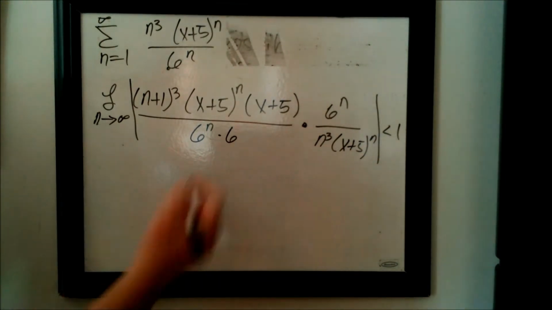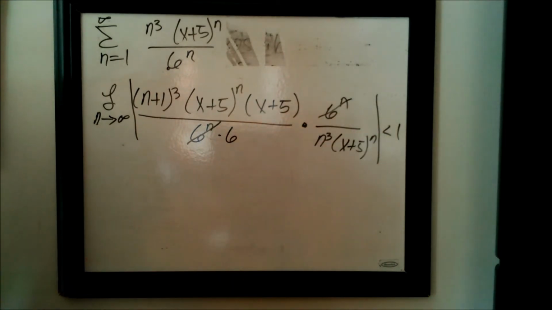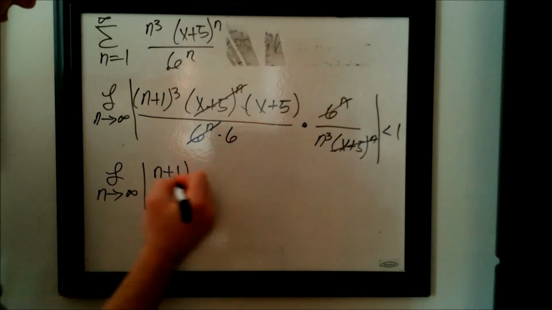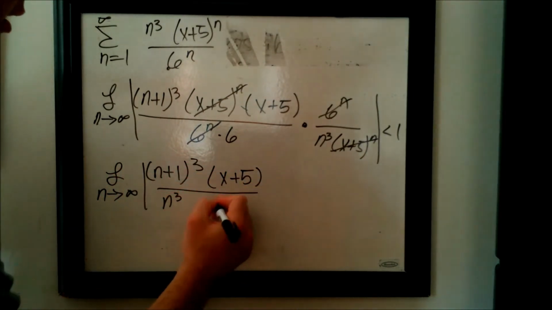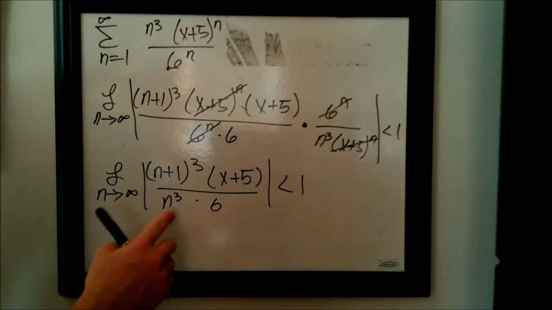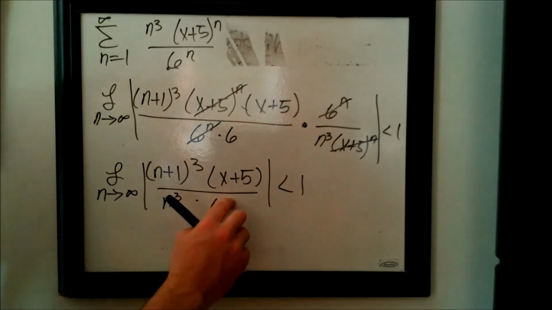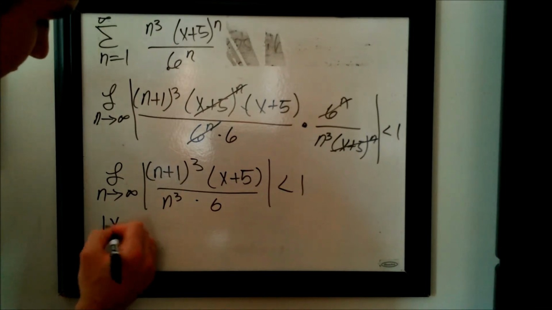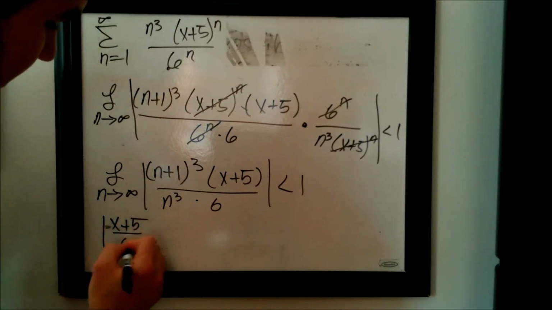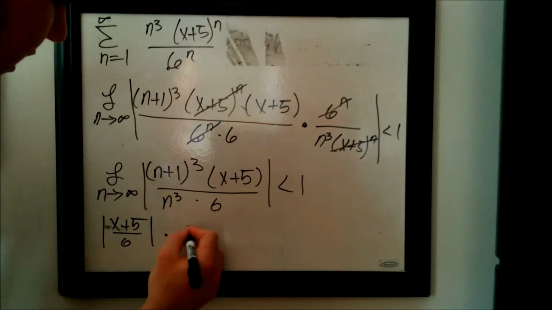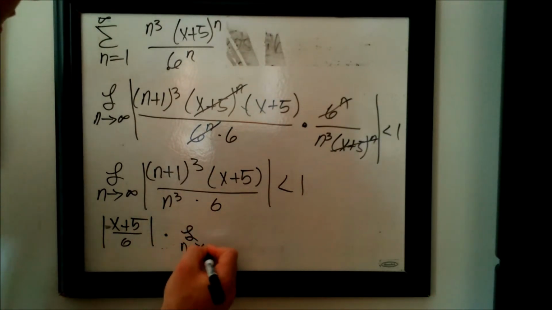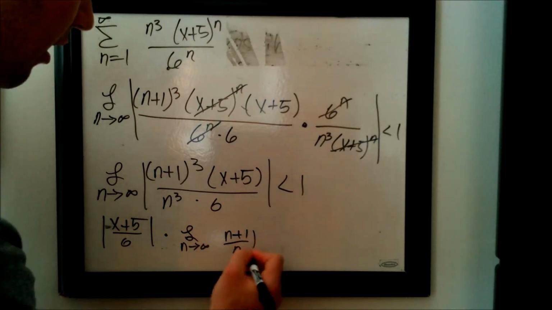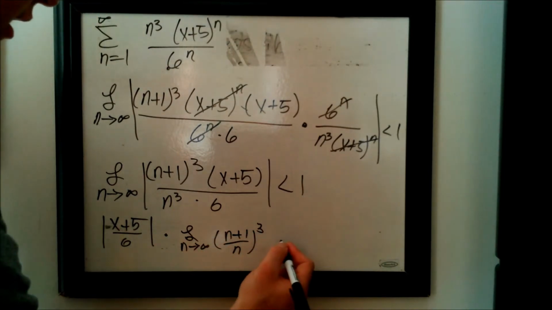So now let's cancel out a few terms. These will cancel out, and these will cancel out, leaving us with this. Well, we can combine a few of these terms. We can combine these, and we can take out this. So what we'll have is the absolute value of x plus 5 all over 6 times the limit as n approaches infinity of (n plus 1 over n) all cubed. And this will all have to be less than 1.